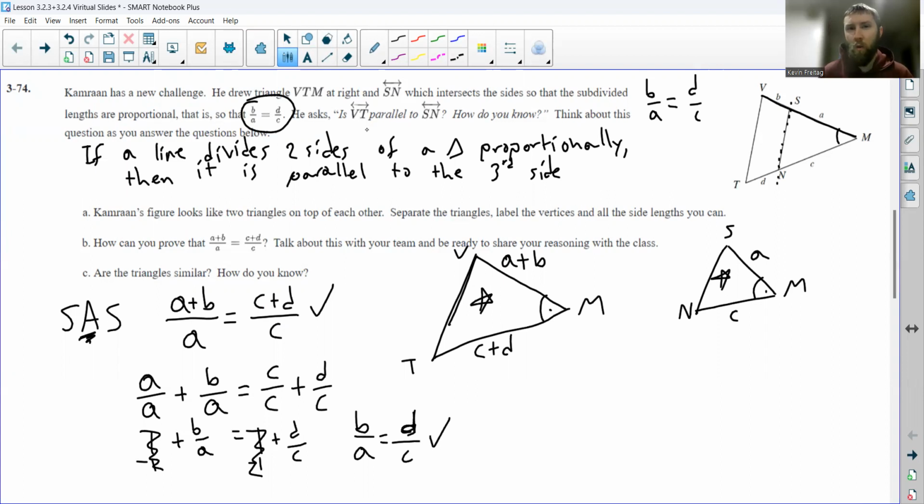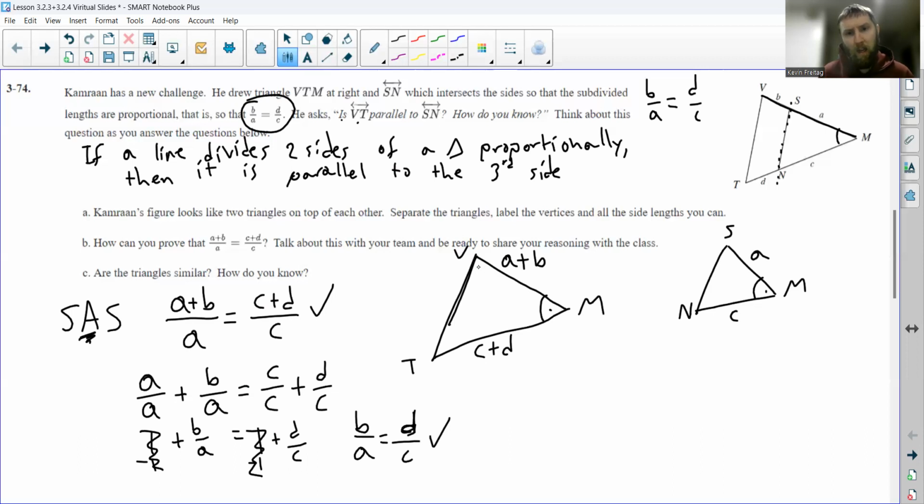Now, I'm almost done answering his question. What was his original question? Is VT parallel to SN? So is this line parallel to this line? Well, hopefully I've convinced you that the triangles are similar. And the similar triangles actually give me a whole bunch more information, because what do we know about similar triangles or similar shapes in general, particularly about their angles? Don't we know that their angles have to be congruent to keep the same shape?